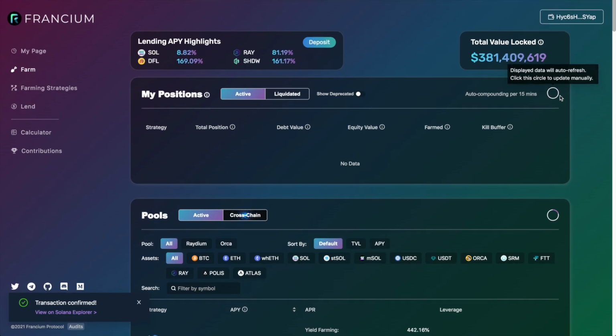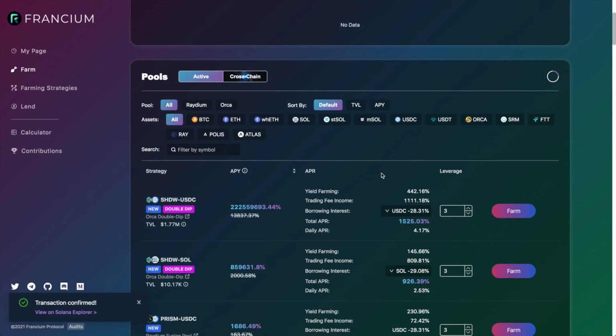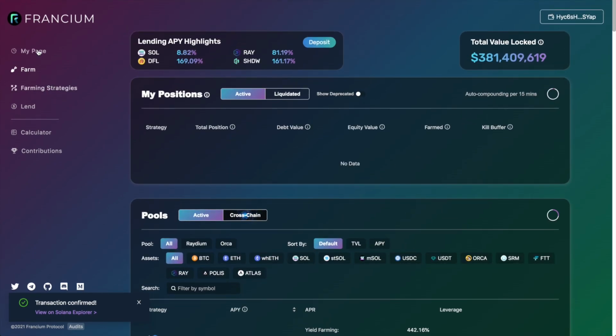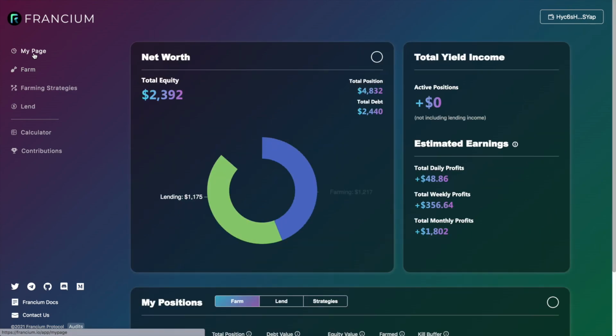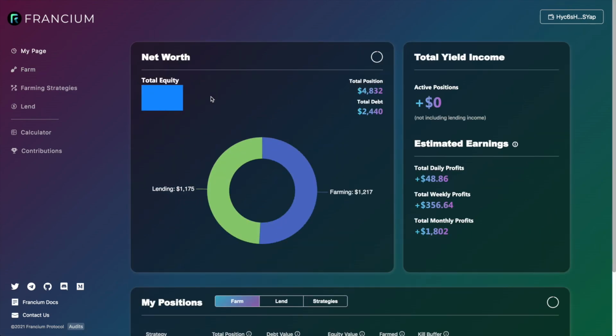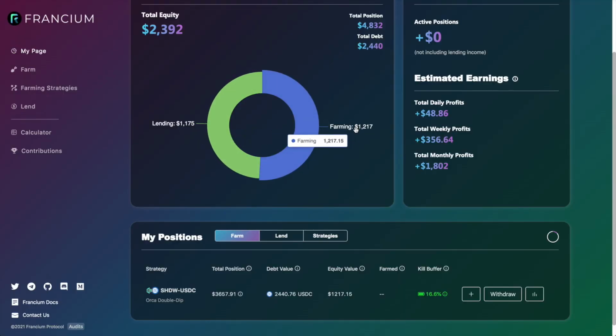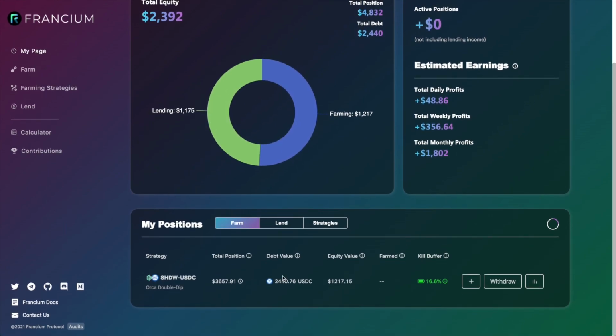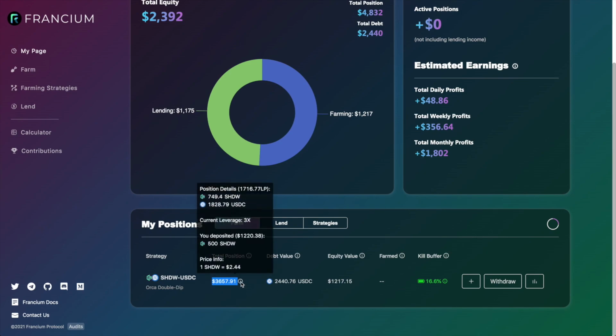We can go up to the top here. We can click this button to auto refresh the page or not. We can also go to my page. You can see total equity 2,392, and the reason for that is I basically put lending and farming. So farming is what I just did. Lending is the 500 tokens that I am earning interest on straight up, right? So right here you can see my total position is this.